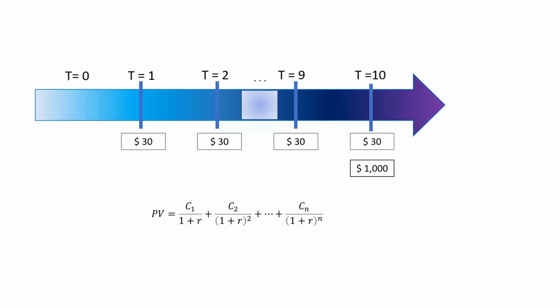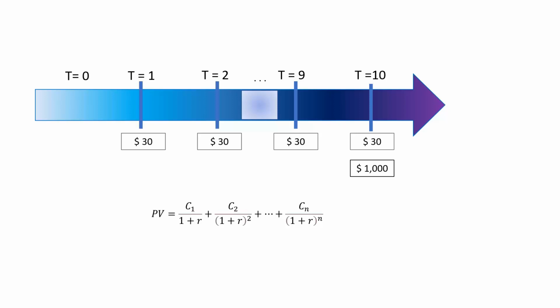So we can, in other words, write down the present value equation as C1 divided by 1 plus R, C2 divided by 1 plus R squared, through Cn divided by 1 plus R to the power n. Now notice C1, C2 through C9 are the same. So it can be represented as a constant cash flow C.